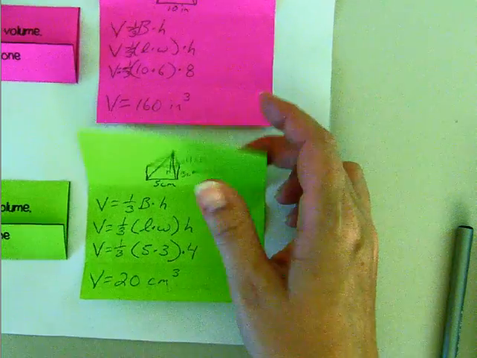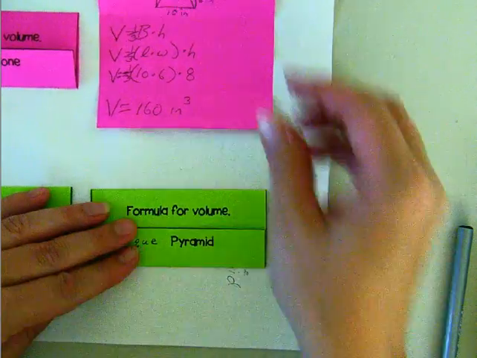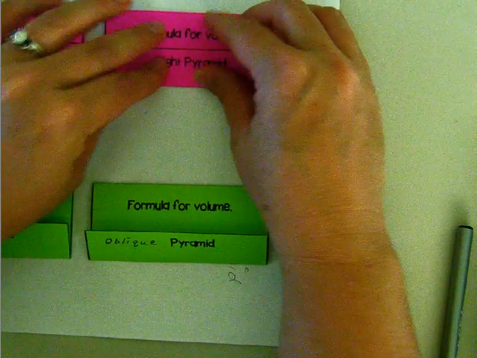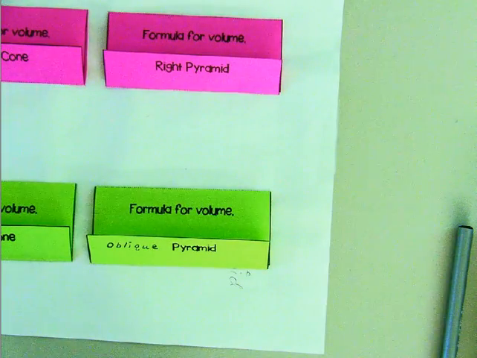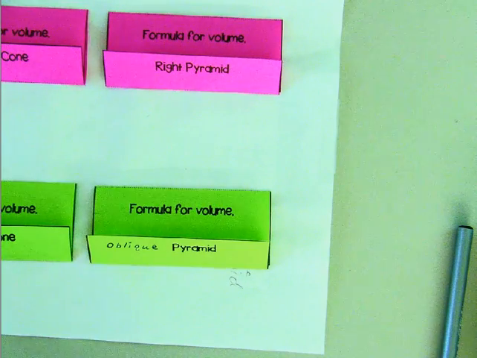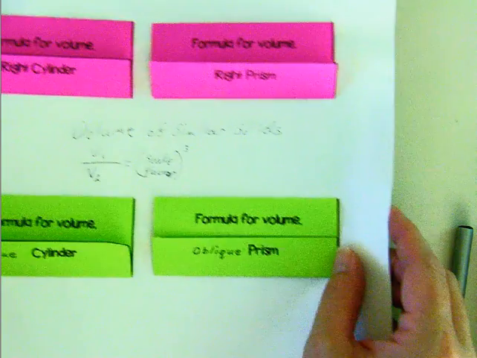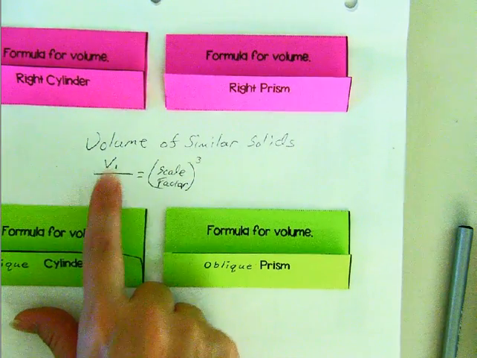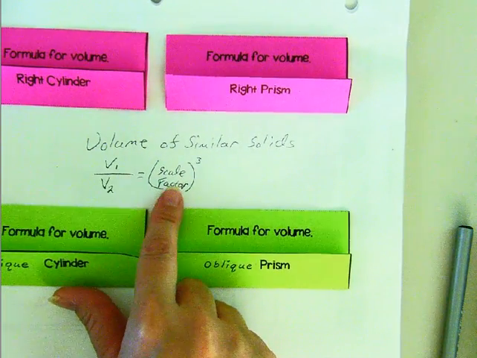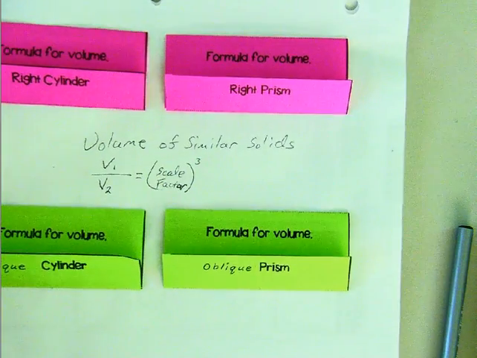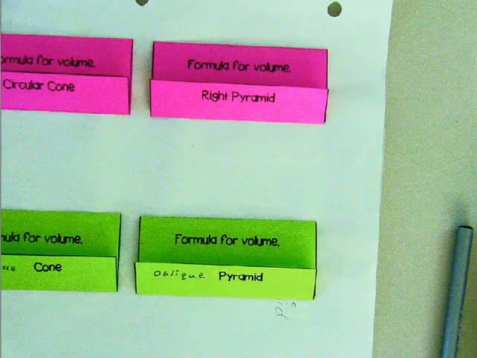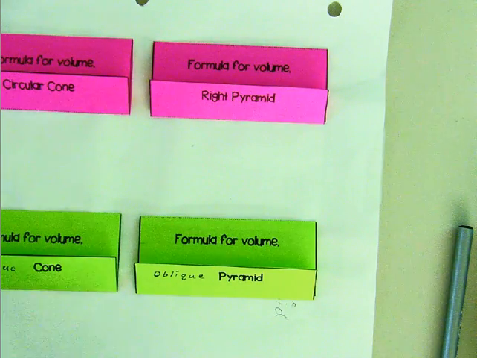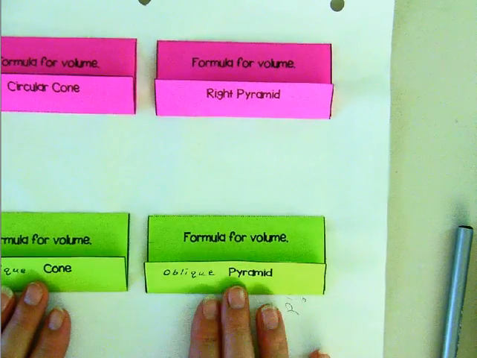Okay. Again, I do just want to remind you about what we talked about in relation to similar volumes. So we had talked about this in an earlier video, the volumes of similar solids. We have our volume 1 over volume 2 equals our scale factor cubed, because you will also have some volume of similar figures with your cones and pyramids. So I wanted to make sure to remind you of that on your practice problems.